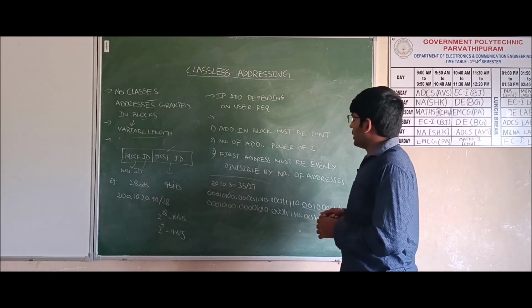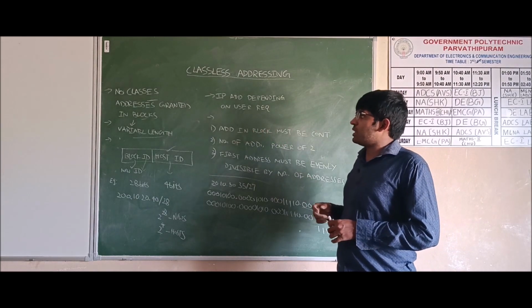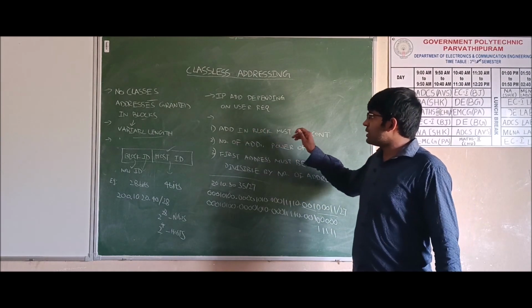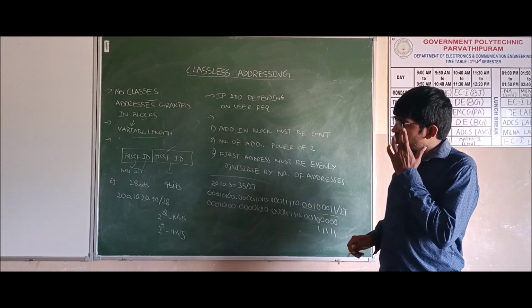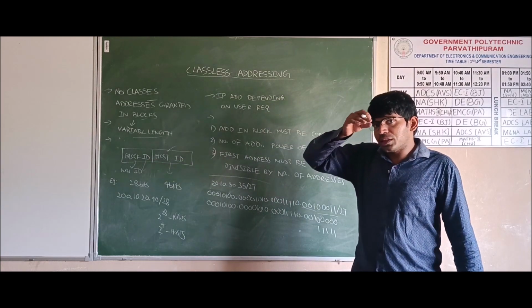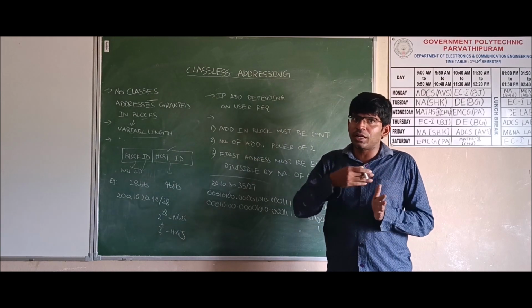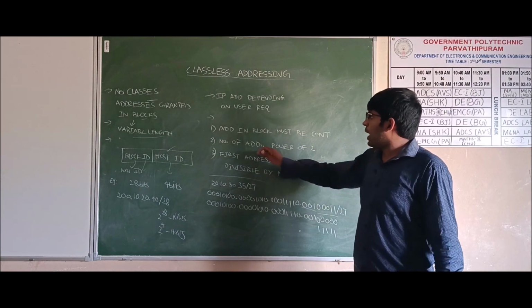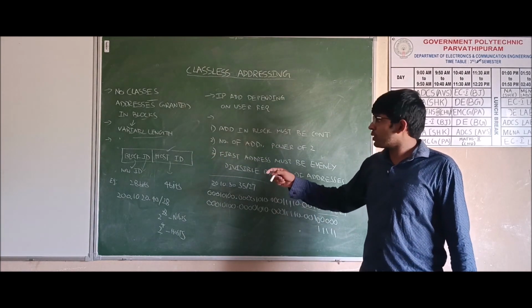Some rules apply while defining classless addressing. Addresses in the block must be contiguous. So if I am using some addresses, they must be one after another. I cannot use random addresses. But for the host ID there is no such restriction.